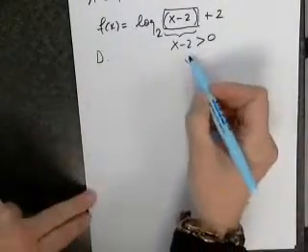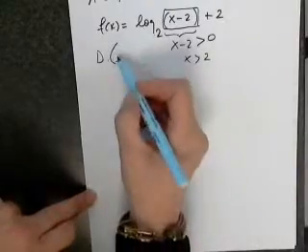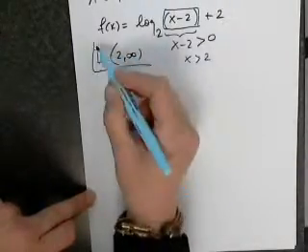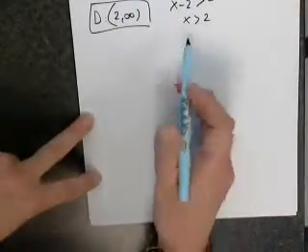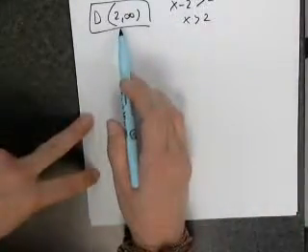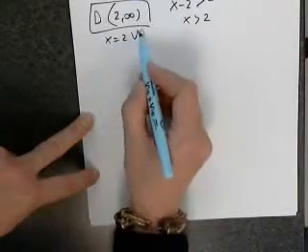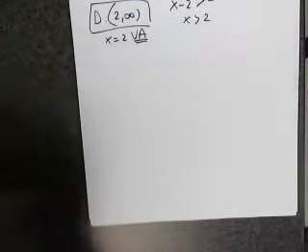So I move 2 to the other side, so x has to be greater than 2. Therefore, the domain must be this. So when I finish graphing the function, I cannot see anything to the left of 2. Of course, x equals 2 will be a vertical asymptote.